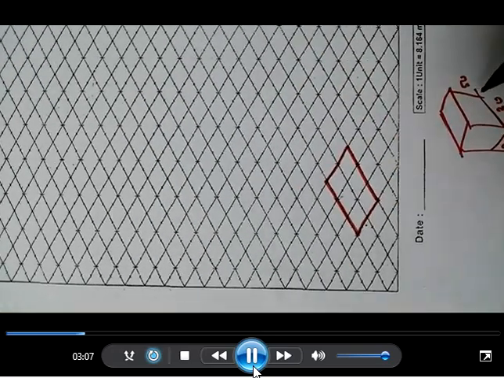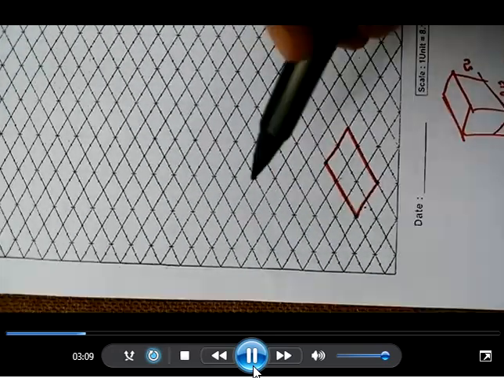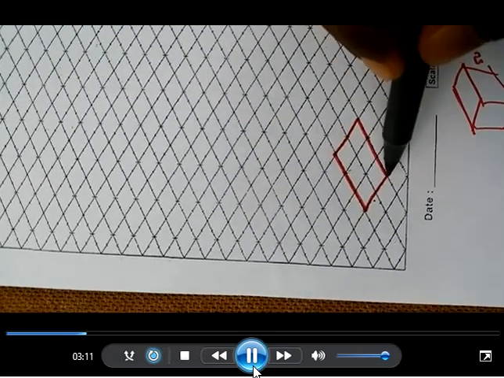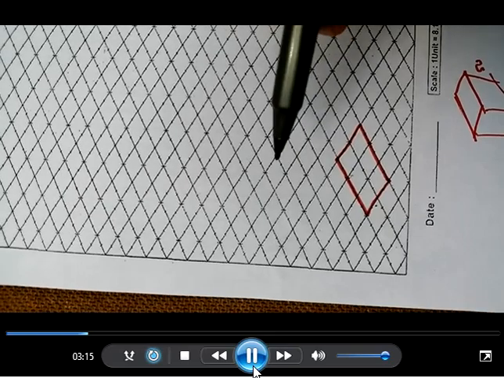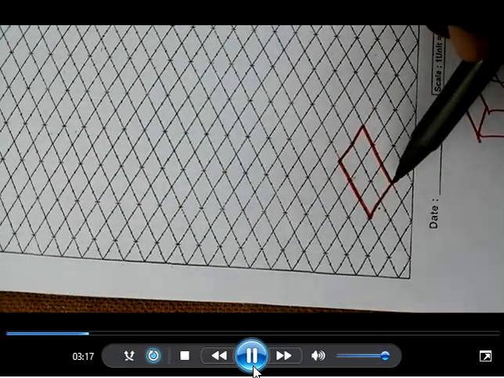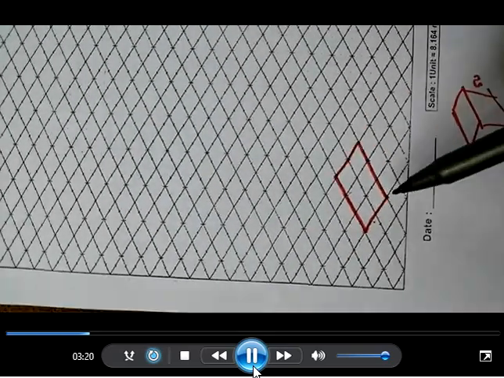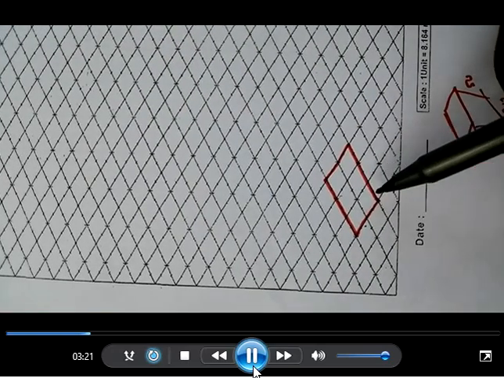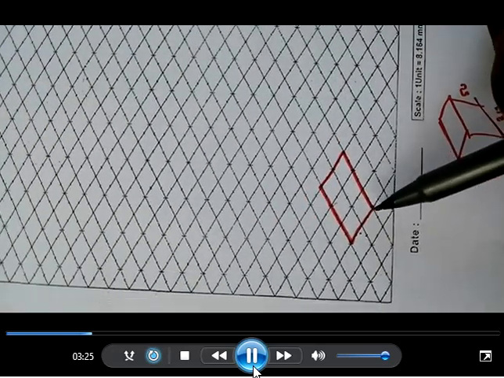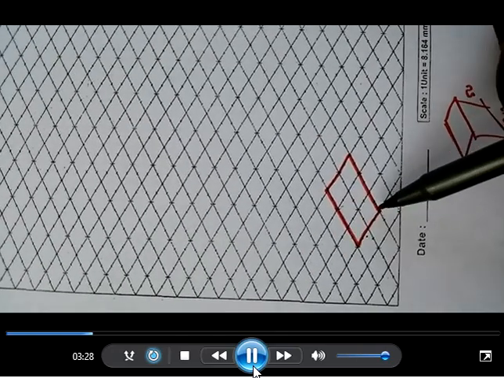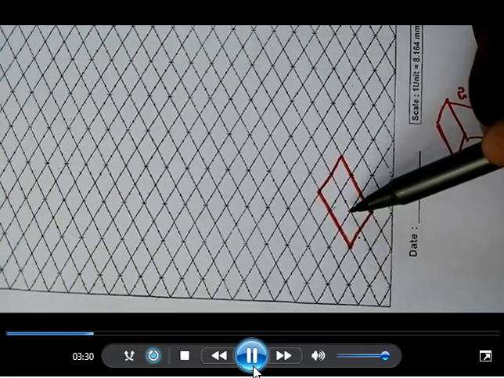After that its height is 50 mm. From every corner take 50 mm height, again ISO 50. In this graph sheet, I told you from this junction to the next junction it is ISO 10. Similarly, in the vertical direction also, from this junction to the next junction it is ISO 10.